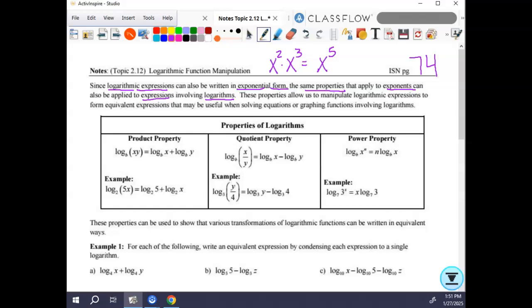So we use these properties to manipulate logarithmic expressions to form equivalent expressions, or equivalent forms. Those words come up a lot. AP loves that. Just different ways to write things. And it's good to have different forms of our expressions or equations because different forms can help us in different ways depending on what we're trying to do with it. So here is a review of our properties.